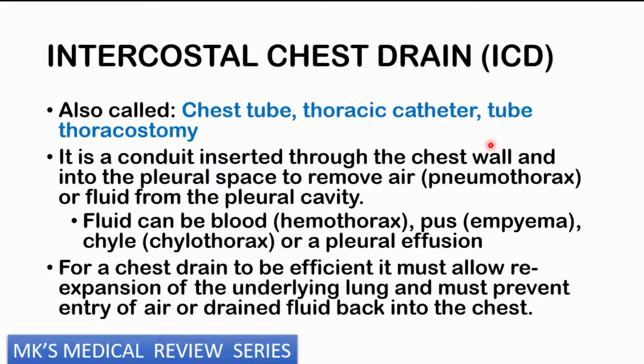When you talk about intercostal chest drainage, it can also be referred to as a chest tube. You can also call it a thoracic catheter. You can also call it a tube thoracostomy. Remember that this is a conduit or a pipe or a tube that's inserted through the chest wall and into the pleural space to remove either air, which is referred to as a pneumothorax, or fluid from the pleural cavity, which is known as a pleural effusion.